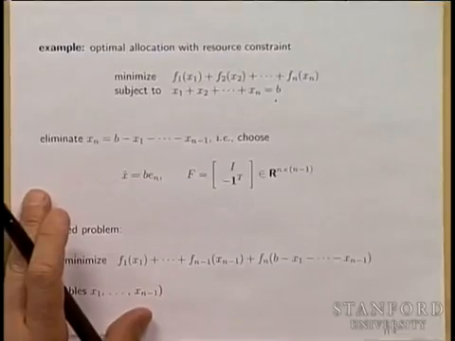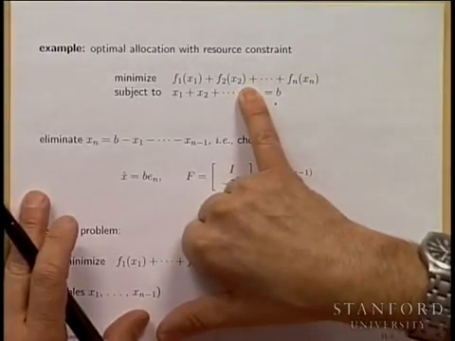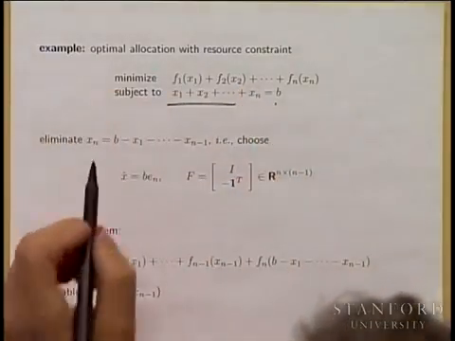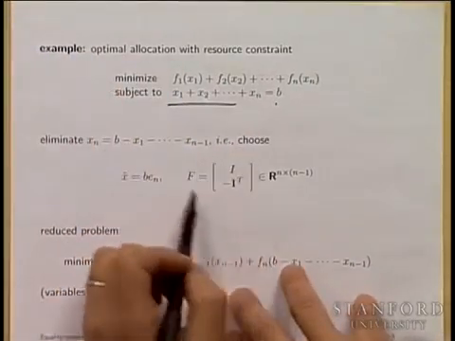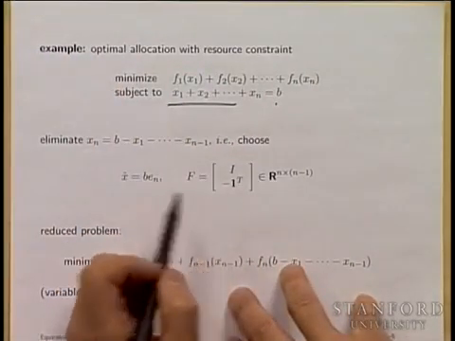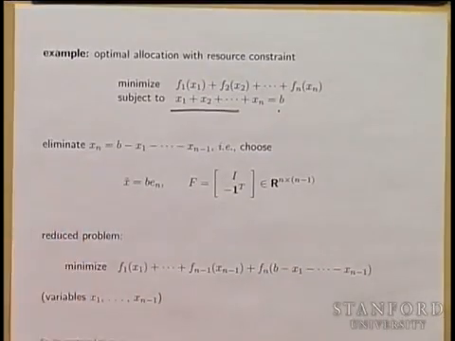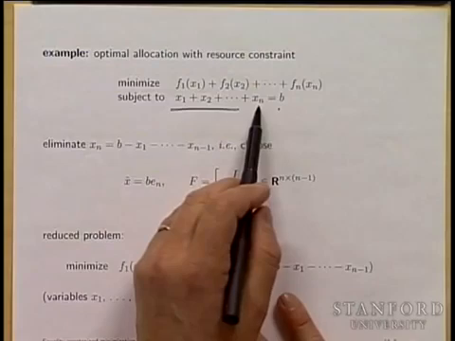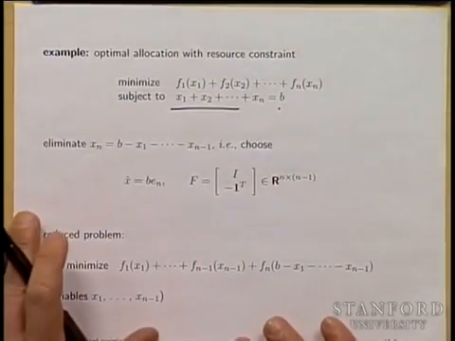Okay. Well, what you could do is very, very simple. Imagine x1 through x(n-1) as free variables. Once you've fixed these, then xn is simply b minus x1 minus and so on. And by the way, this is the same as choosing F to be this matrix here, and x hat is b times en. That's the particular solution: give all the resources to the nth user. It is a feasible point.